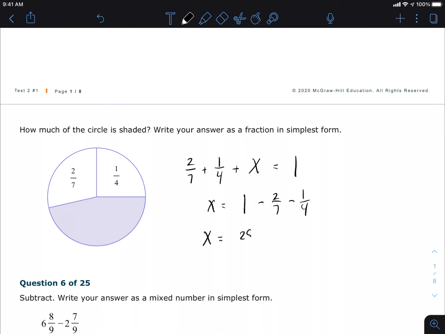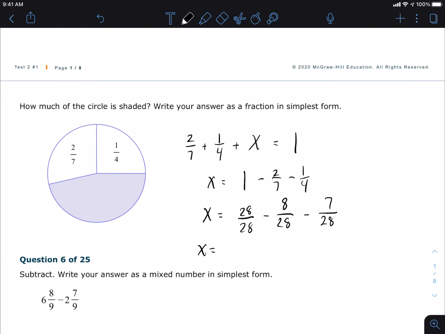So x is going to be equal to 28 over 28 minus, the 7 was multiplied by 4, so that's going to become an 8 up top, the 2 times 4, and then that 4 was multiplied by 7, so then the 1 will become a 7. So x is equal to 28 minus 15, right, because the minus 8 and the minus 7. So that will give me 13 over 28. So this piece is 13 over 28. Cool.